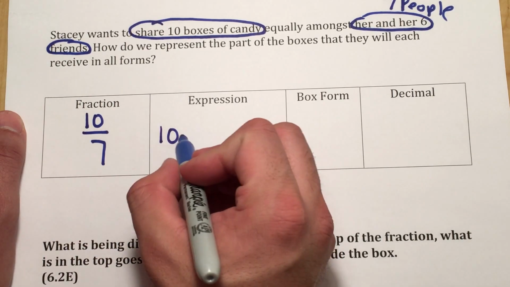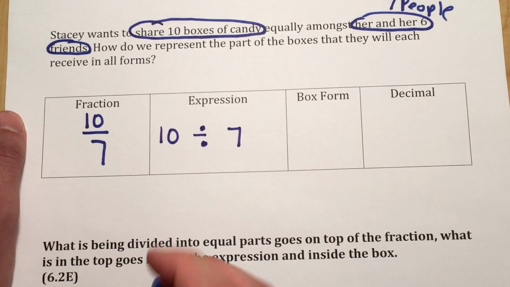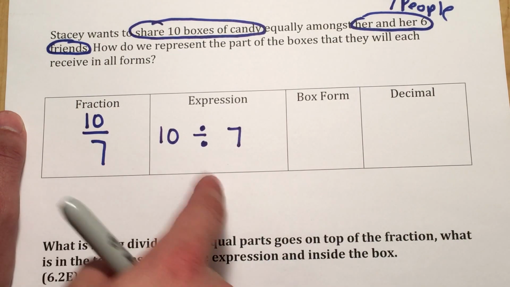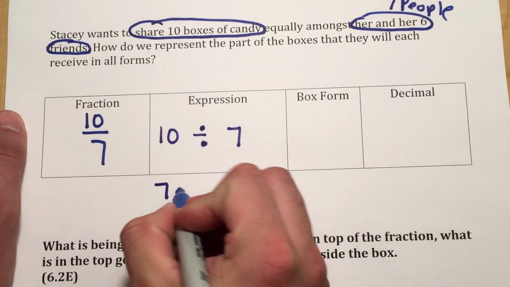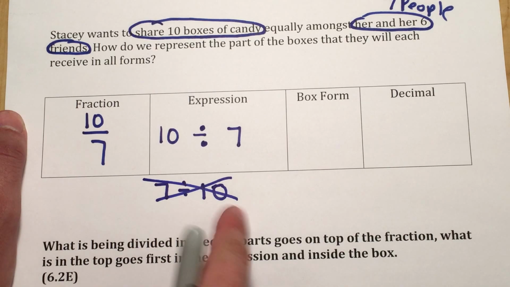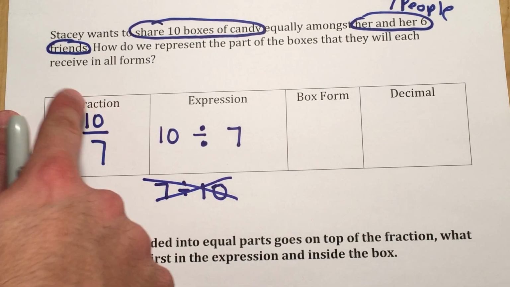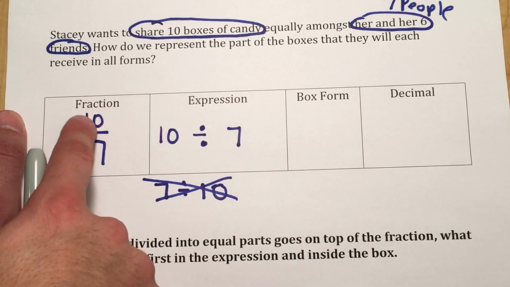Our order is very important. So let's put 10 divided by 7. These mean the same thing, okay? But the order is so important. If I were to put 7 divided by 10, this would be wrong. It's not 7 divided by 10. We got to put the top number first. Whatever is being divided into equal parts, it goes in the top.